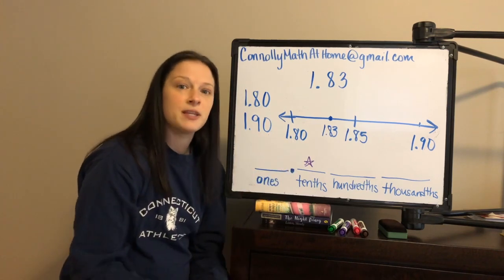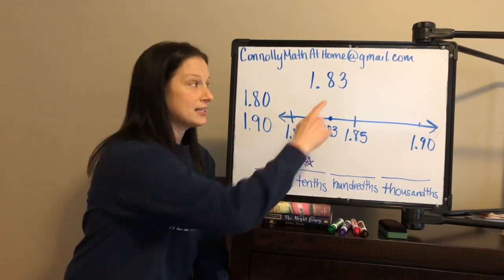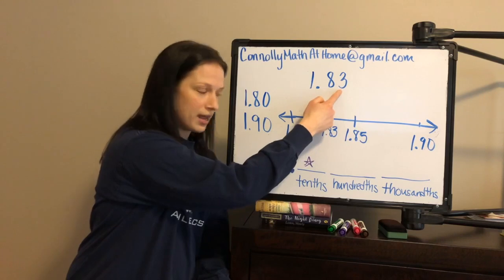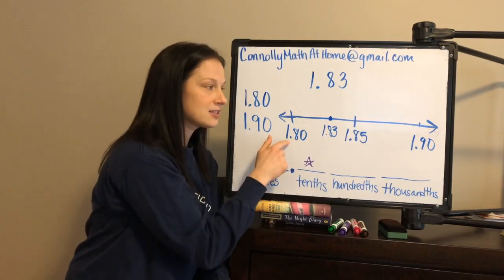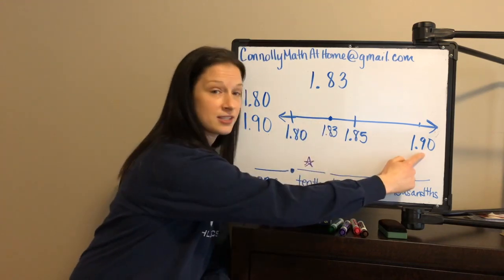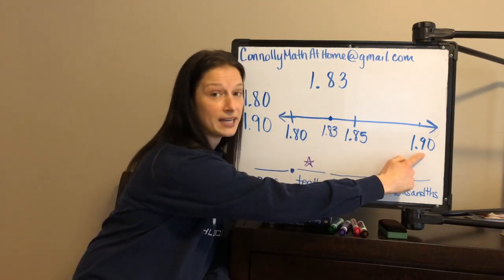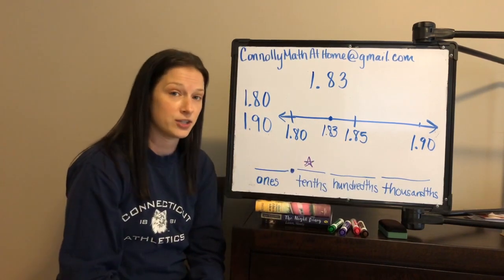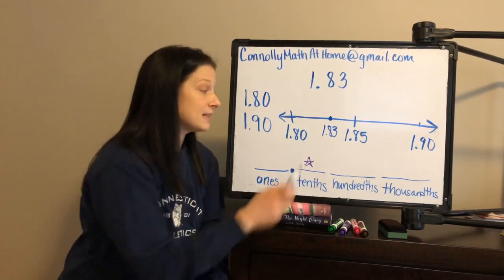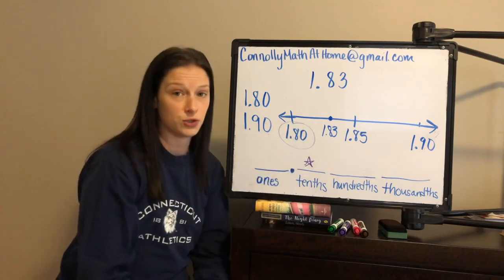Some students might have been thinking about this in their head and saying this is 3 hundredths away from 1 and 80 hundredths, which is equivalent to 1 8/10, and it's 7 hundredths away from making 1 and 90 hundredths. So you might have been thinking that it's closer to 1 and 80 hundredths. So this is what we're closer to.